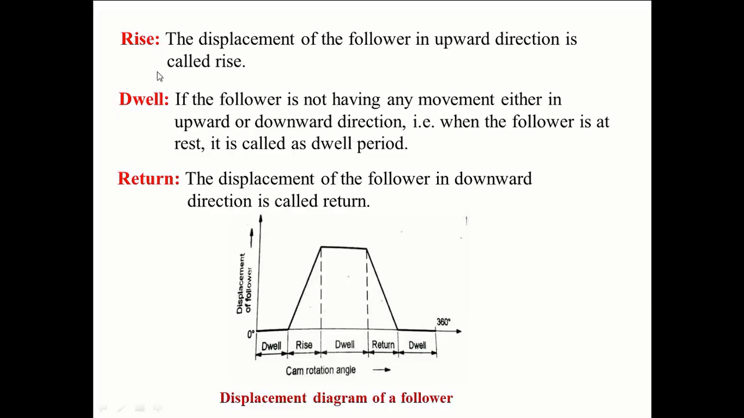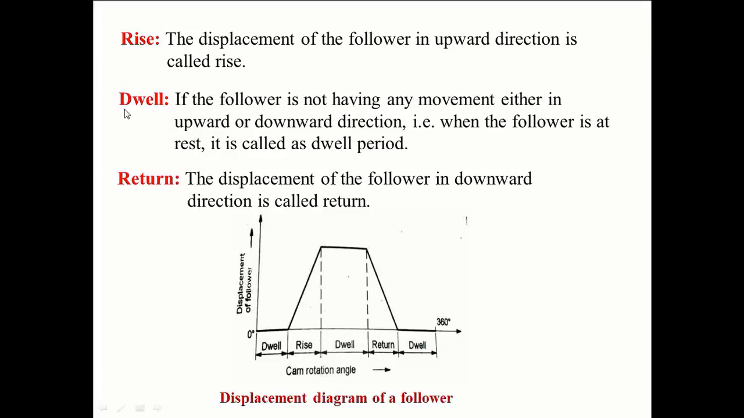Then we have the terms called rise, dwell and return. We know that as the cam rotates and when the follower comes in contact with that portion of the cam wherein the radius is increasing, the follower will have upward motion. This upward movement of the follower is called rise.